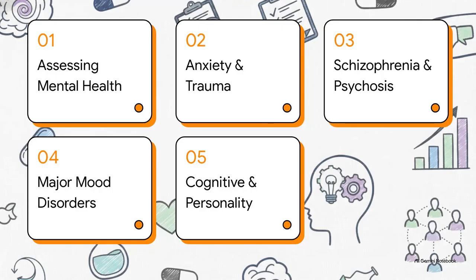Here's our roadmap for today. We'll be hitting 5 key areas. First, assessing mental health. Second, anxiety and trauma disorders. Third, schizophrenia and psychosis treatments. Fourth, managing major mood disorders. And finally, cognitive and personality disorders.